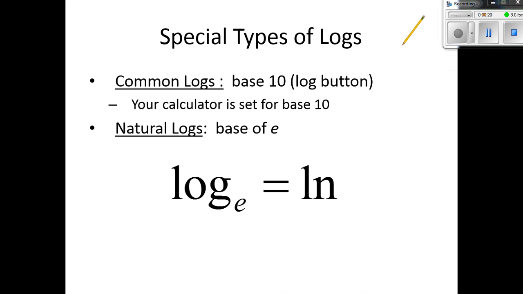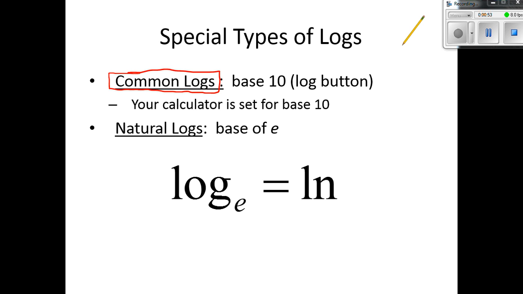So when we talk about logs, we have spent a lot of time talking about common logs. Common logs have a base 10. That's the log button on your calculator. And all calculators have a base 10, okay? Now, in order to use your calculator with other bases, you would use the change of base formula. So our calculator is set for base 10, okay? And what's so important about logs?